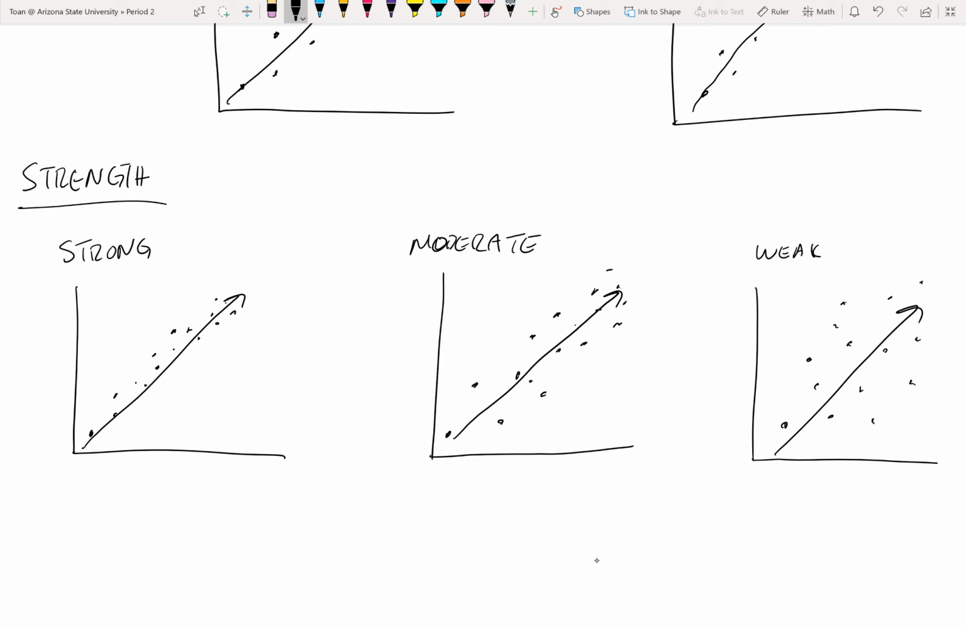Now, if you were to take a statistics class, maybe an AP stats class or a college statistics class, there is a mathematical way of describing the strength. We can do equations and formulas. But for our class, Algebra 2, we're just going to base it purely on visuals. Does it look close enough? Does it look close together, strong? Does it look pretty loose, moderate, or weak? I'm not going to be too picky about the strength here.